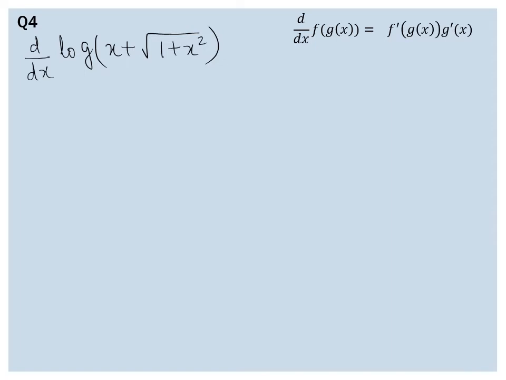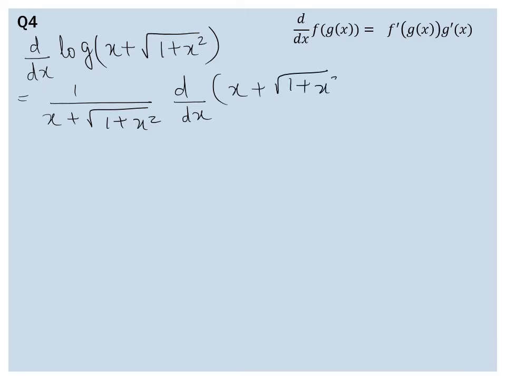In this example, directly we can apply chain rule because it is log of the function. So function of function. So derivative of log is 1 upon x plus root of 1 plus x square, into derivative of the function, that is x plus root of 1 plus x square. So keeping this 1 upon x plus root of 1 plus x square, and derivative of x is 1 plus derivative of root x is 1 by 2 root x.